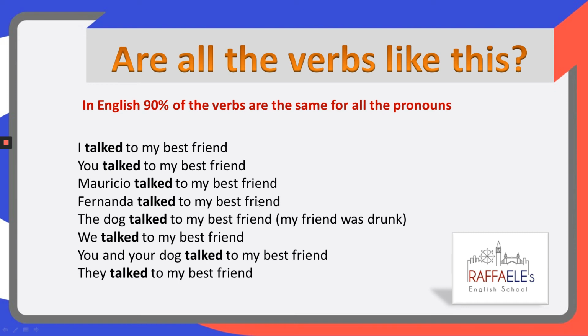Fernanda talked to my best friend. The dog talked to my best friend. We talked to my best friend. You and your dog talked to my best friend. Yes, it's quite strange that a dog talks, but they talked to my best friend. See, the verb never changes with different subjects. You can put 10 people as a subject in a sentence, but the verb will always be talked, of course.